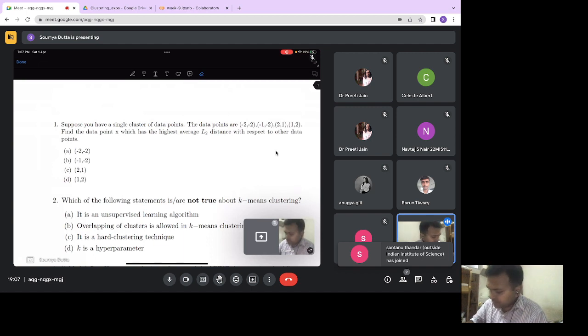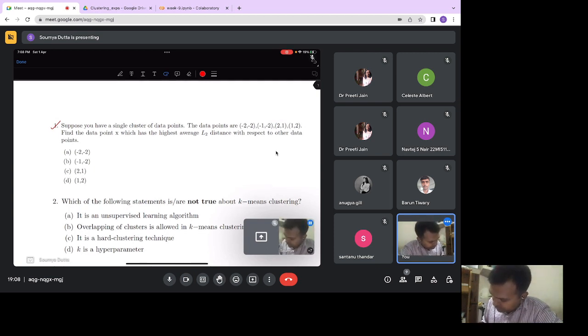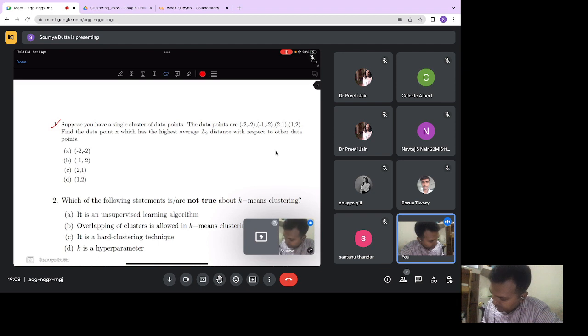Right. So the first question is this one. Suppose you have a single cluster of data points, and the data points are -2, -2, -1. So the 4 data points, the coordinates of all are given, and find the data point x which has the highest average L2 distance with respect to the other data points. So it's basically a matter of calculation. So let's just do it and see what comes.